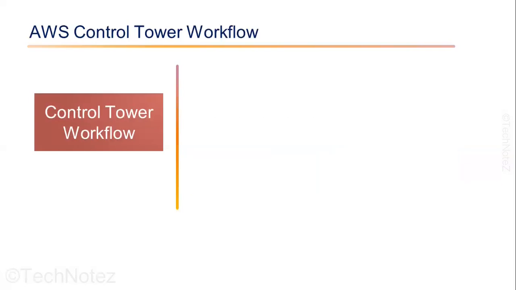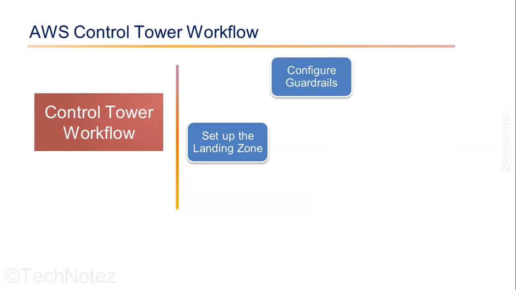The AWS Control Tower workflow can be broken down into the following steps. Setting up the landing zone. The landing zone is set up using the CloudFormation template provided by AWS. This creates the foundational accounts and resources necessary for the landing zone. Configure guardrails. Guardrails are configured to enforce security and compliance policies across all accounts in the landing zone. These policies can be customized to fit an organization's specific needs.